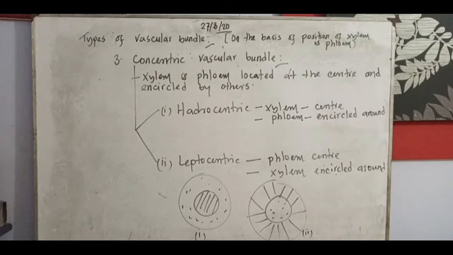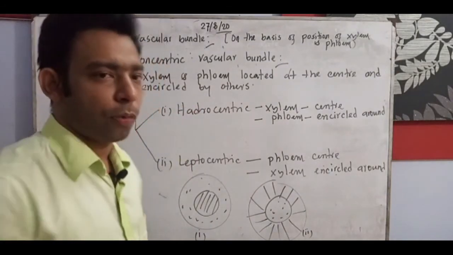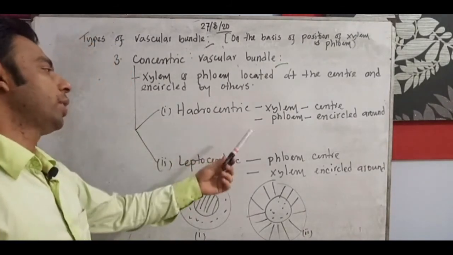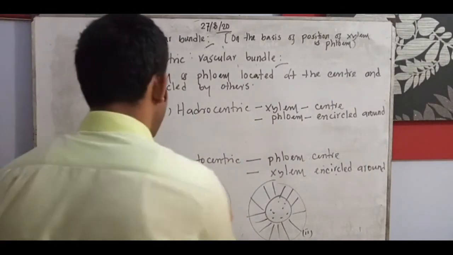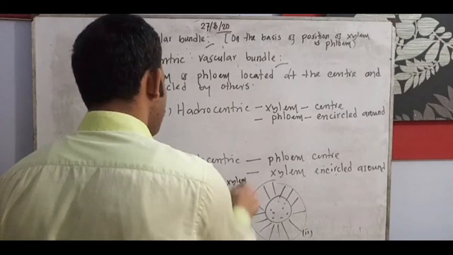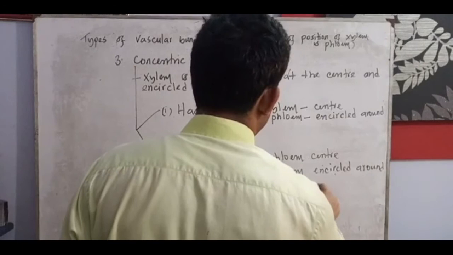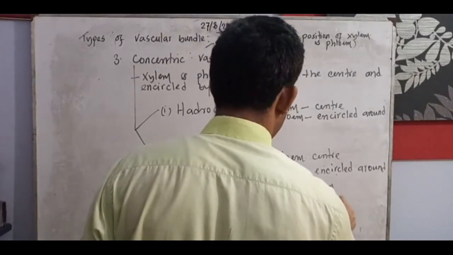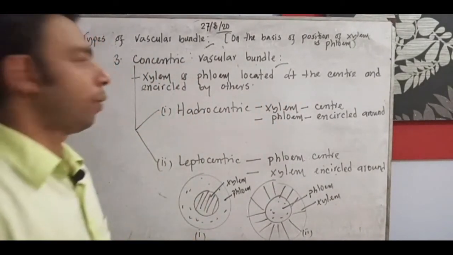Which way will we try to understand? The easiest way. The vascular bundle types are very important for exams. It is asked in many ways. So hydrocentric means xylem centric, xylem will be the center, and phloem around. And leptocentric is phloem centric. That means phloem in the center and xylem will be encircled around. So this way we can explain the types of concentric vascular bundle.